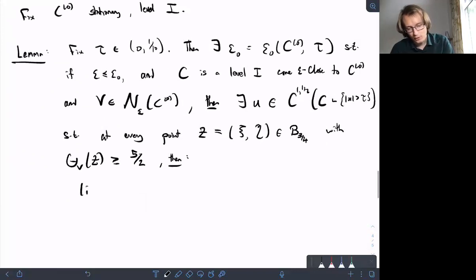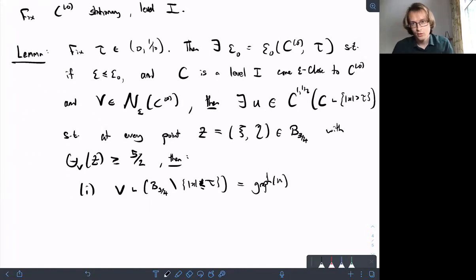there's the one result that holds without any assumptions, which is just that the varifold V on the ball of radius 3/4, without this tau neighborhood, I mean tau mod x less than or equal to tau, is given by this graph of that function U. So away from the spine, we have some sort of graphical representation of V.